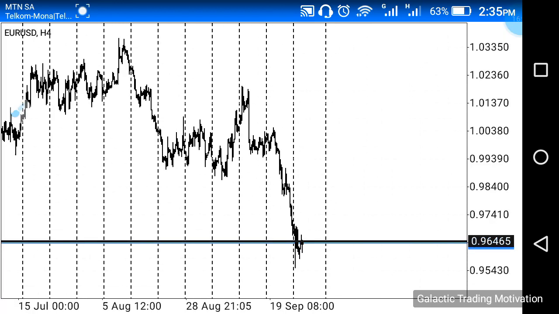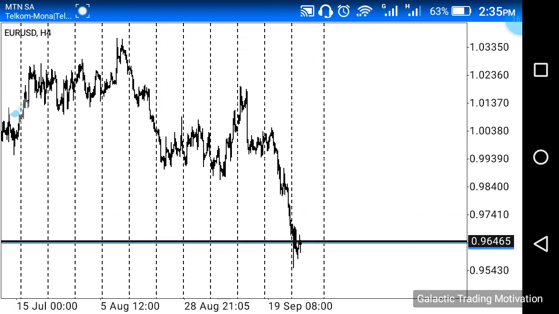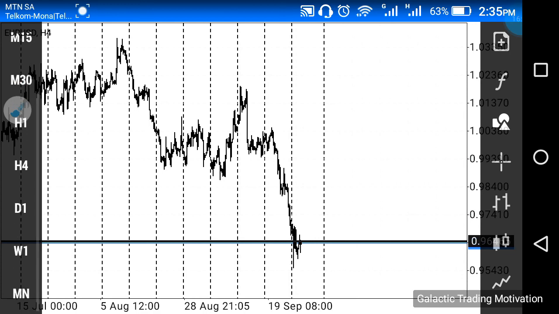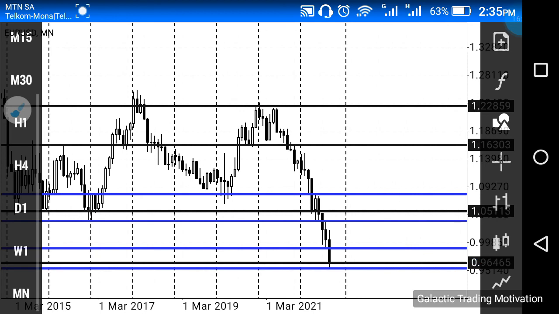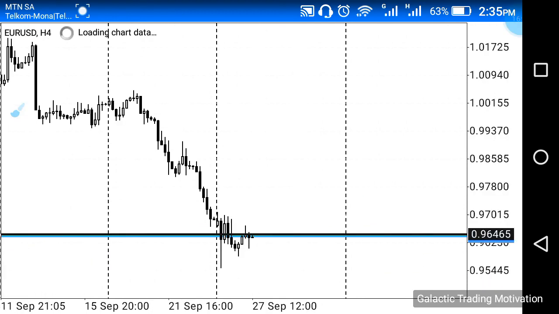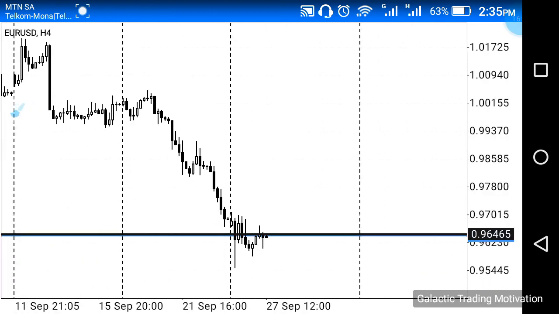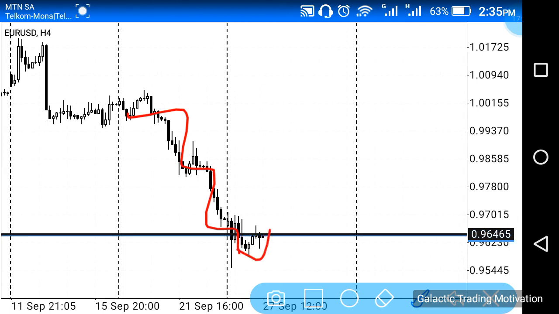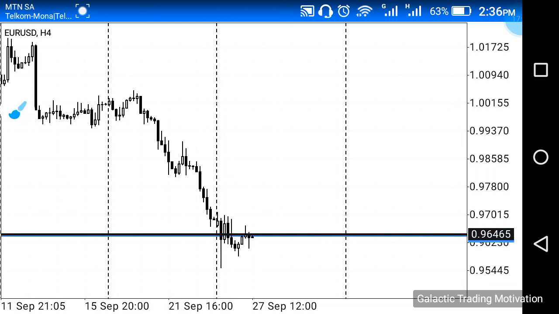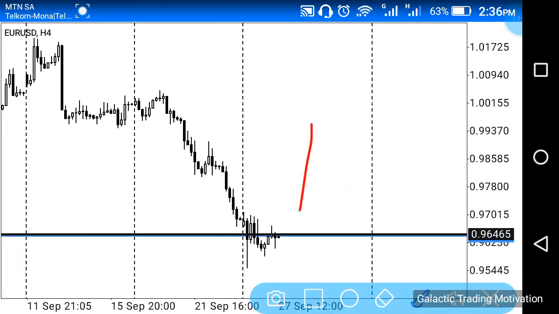Sorry, let me just go back to the monthly chart. I just want to have a look at it properly. Okay, that's fine. From here we can just go down to the H4 chart again, and on the H4 chart, all we need to do is wait for this bearish market to turn into a bullish market. In order for a market to be bullish, we need it to be creating higher highs and higher lows. The moment it creates a higher high and higher low, then we can look for a potential buying opportunity.